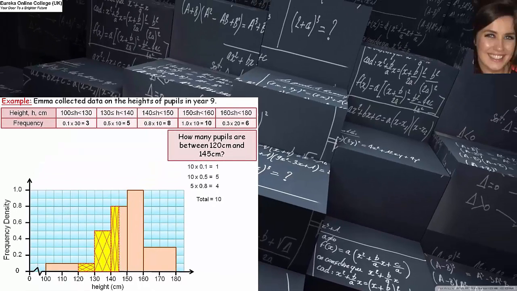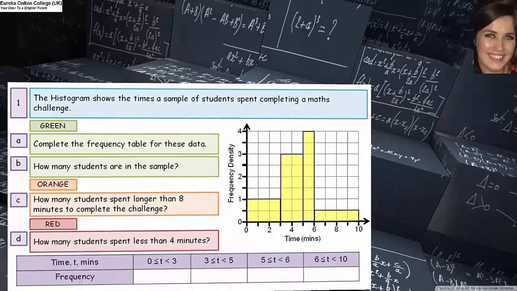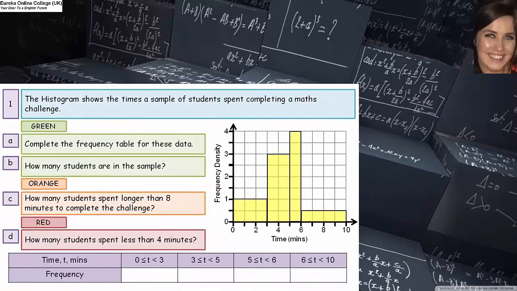There are now 3 exam style questions for you to try. Please have a go at them all, and the marking scheme is at the end.